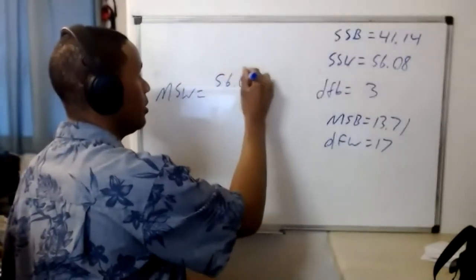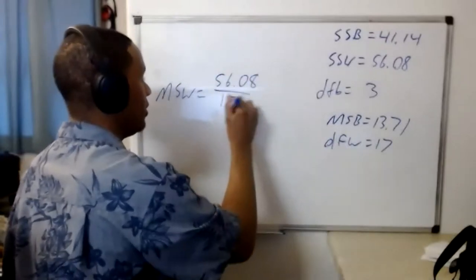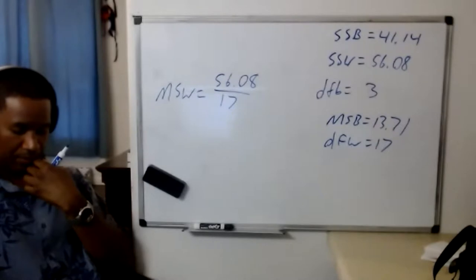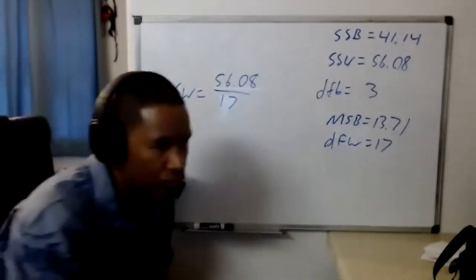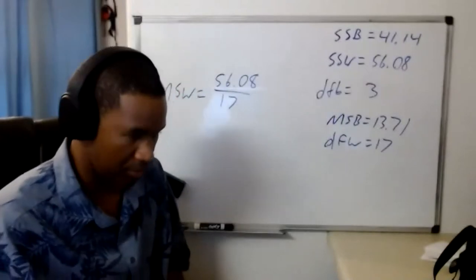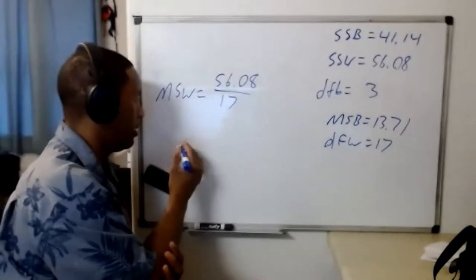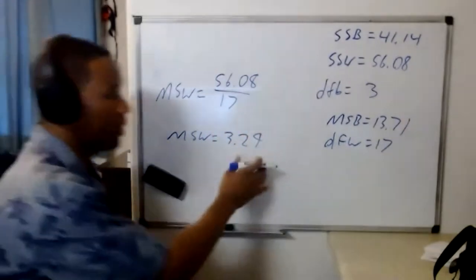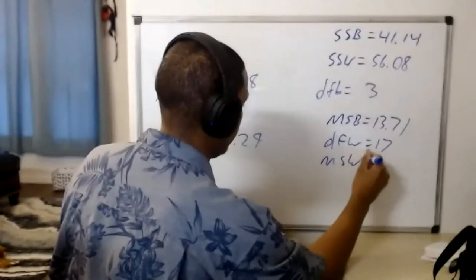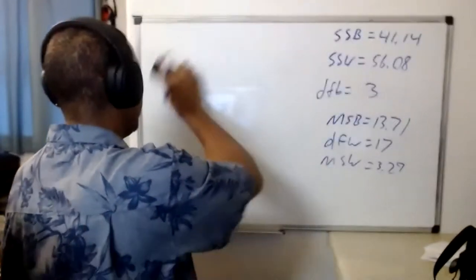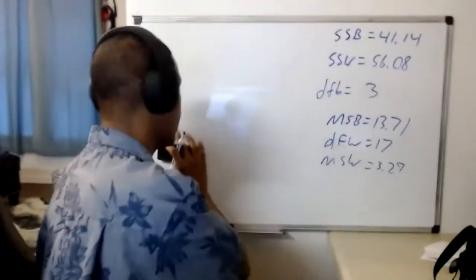56.08, which is our SSW, divided by our DFW, which is 17. So 56.08 divided by 17 gives us what? 3.29. Right, so we'll take MSW is equal to 3.29. Okay, so our MSW is now 3.29. We wouldn't round up to 3.3. What number did you get? 3.298. Let's go to 3.30 then.